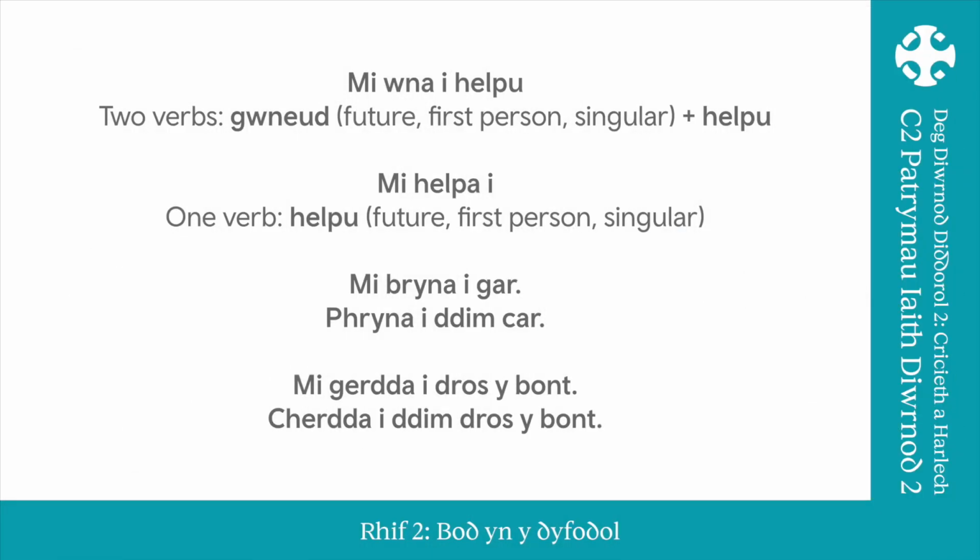Notice that the short verb endings are exactly the same as the irregular verbs. Mi wna i helpu, mi helpa i, etc. This means that they are fairly easy to learn and recognise. Do you remember the past tense mi wnes i redeg and mi redes i? Well, just like the past tense, there are two different ways of expressing the same information about the future.